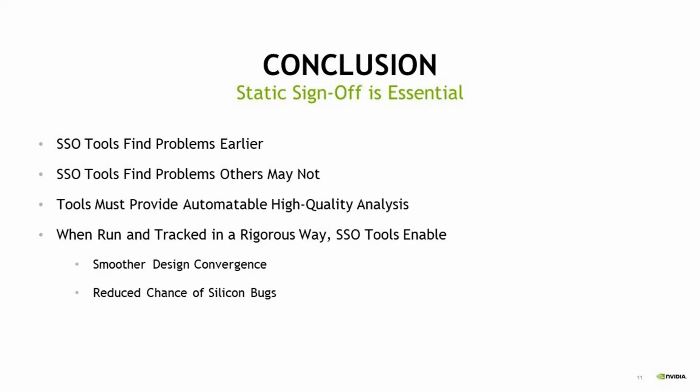So I hope you're getting the message that static sign-off is really something that is essential. It can find problems earlier than other tools. It can find some problems that other tools may miss altogether. But to do that, you need a highly accurate tool with high performance and just a high-quality analysis. That's what you need to find. And if you find that and put it in your flow, you're going to have a smoother path to design convergence, and you'll have much less risk of having bugs in your silicon that you tape out. Okay? So thanks for your attention.